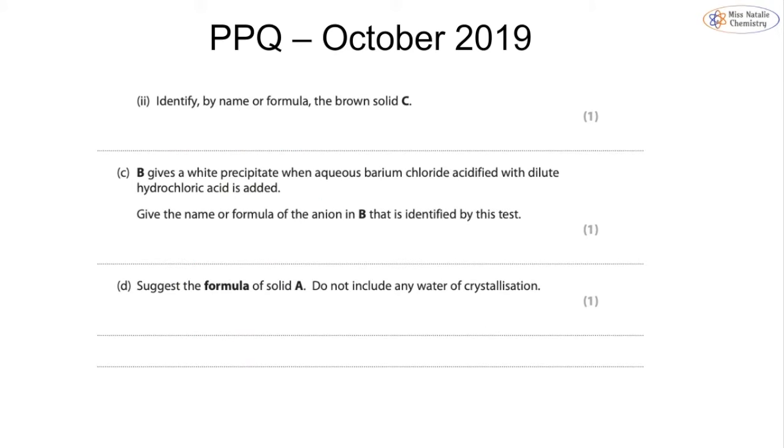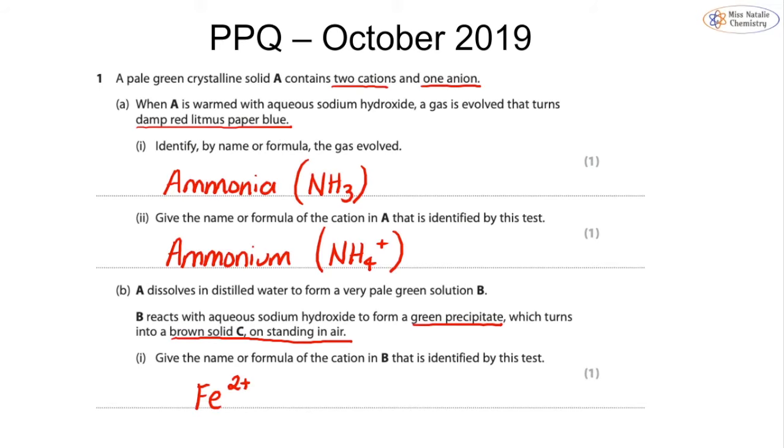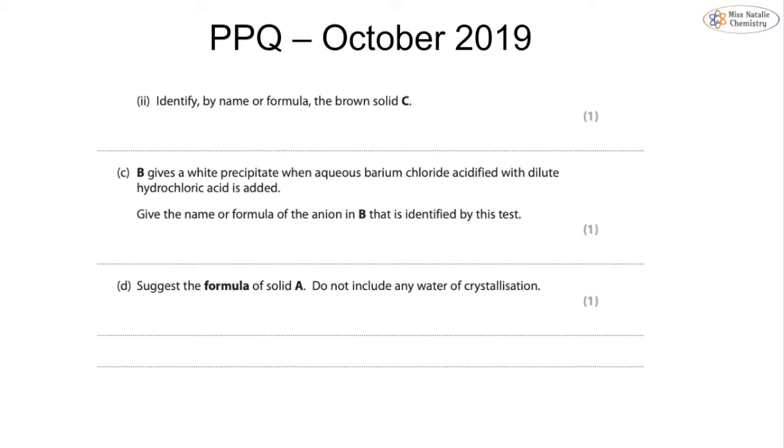So identifying the name or formula for the brown solid, well, I've just given you the answer there, that when we leave this green precipitate to become brown, we must be changing from iron 2 to iron 3. So we are going to form iron 3 hydroxide. Again, name or formula, and if you give both, they both have to be correct.